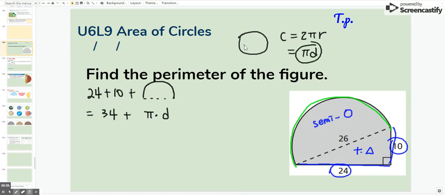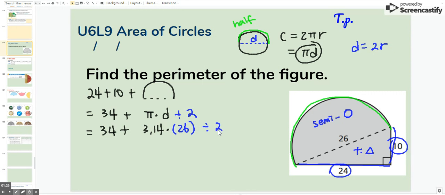We know that when there's a diameter here, and we already know diameter is double the radius. And this yellow part is only half, right? So you have to divide it by 2. So this is what I'm going to do: 34 plus 3.14 times the diameter, 26. And you're going to divide it by 2.